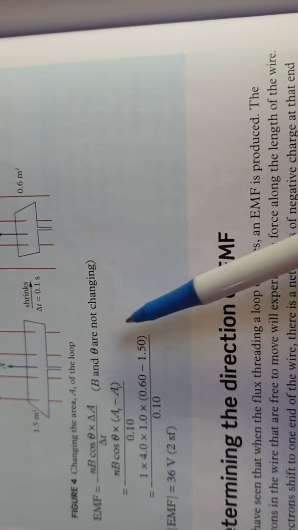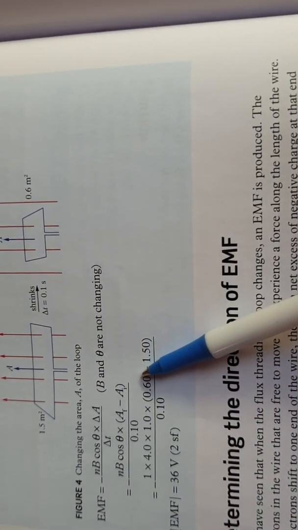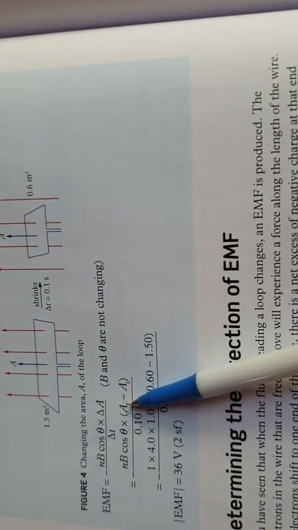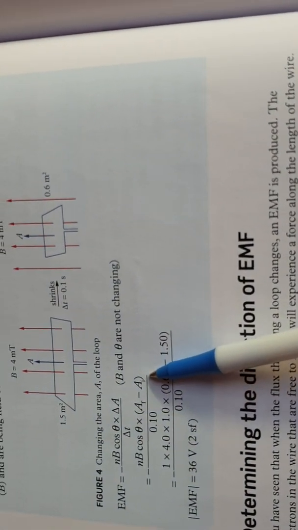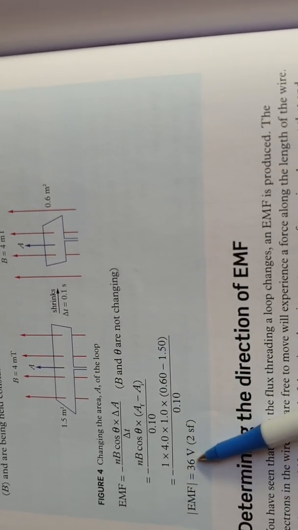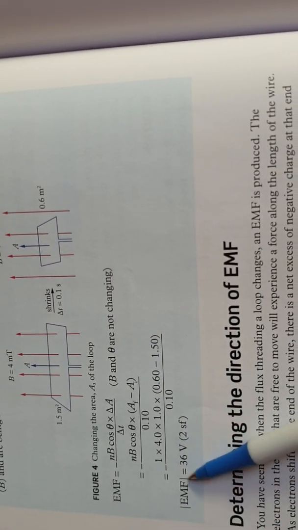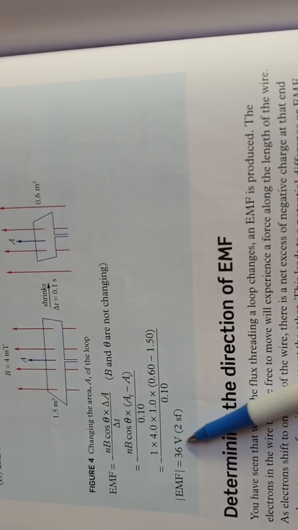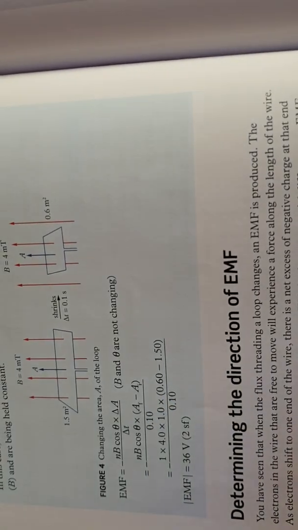Oh, I thought I switched it off, but it's still going, I think. Area final minus area initial. And again, they've used the absolute value so they don't have to worry about the negative sign, 36 volts. So that's pretty straightforward.